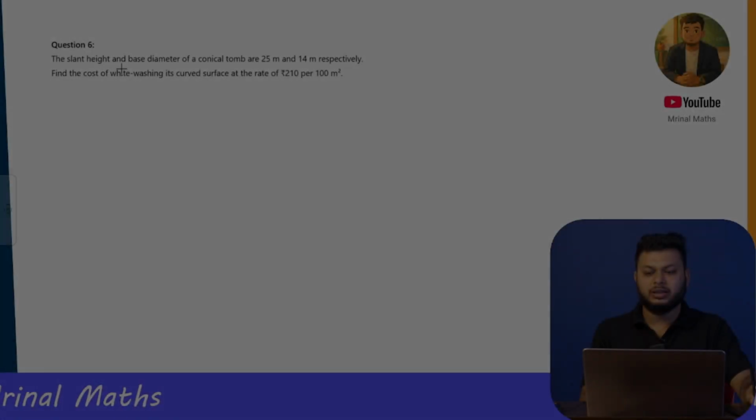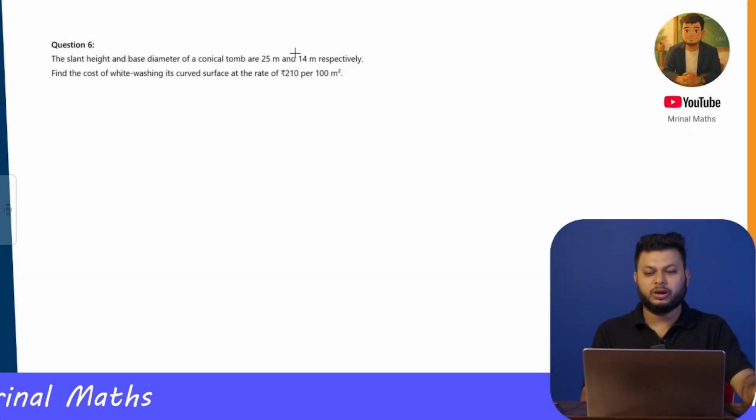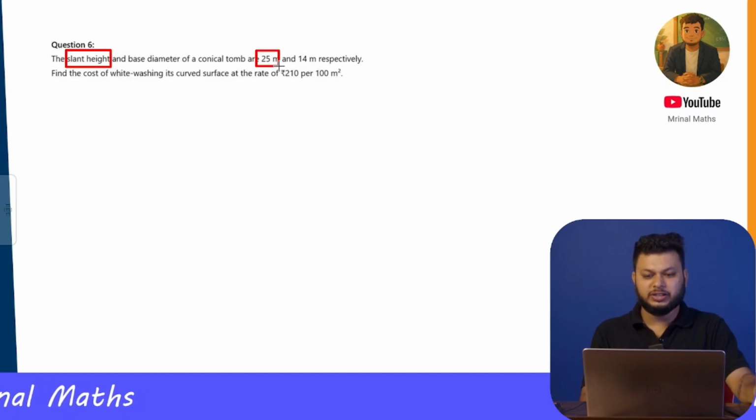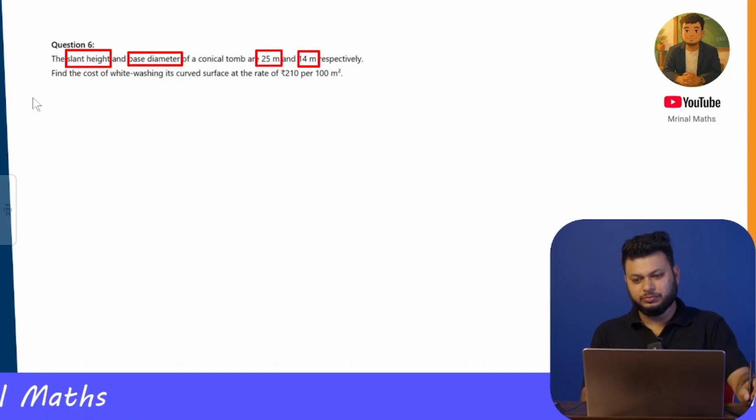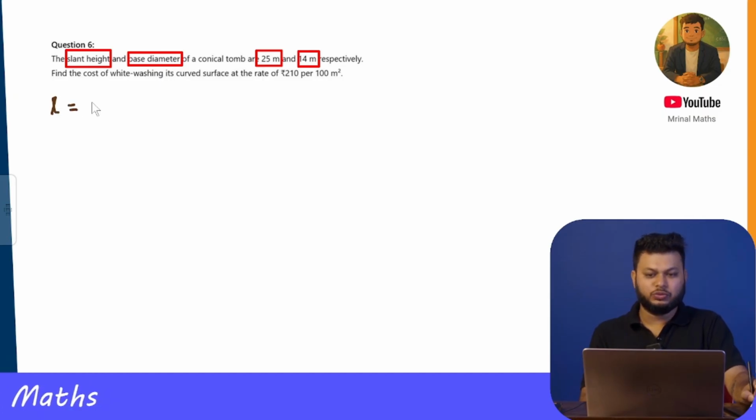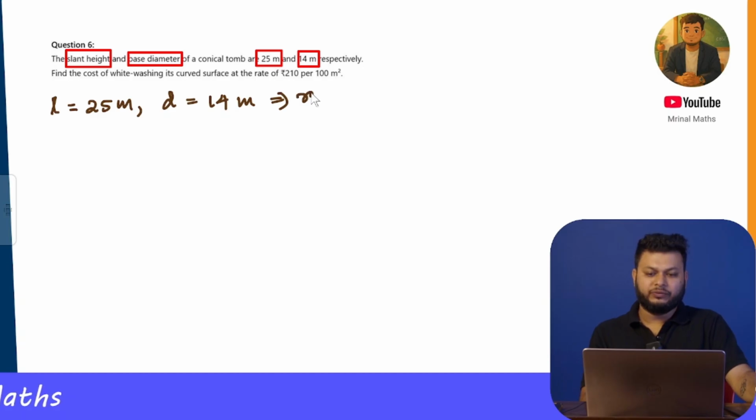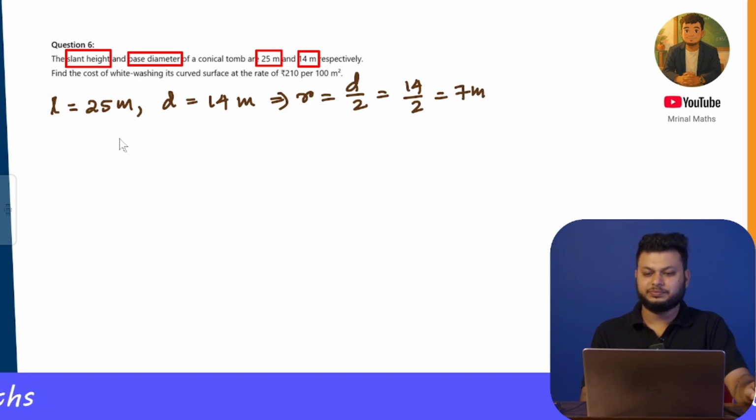The slant height and the base diameter of the conical tomb are given. So the slant height is 25 meter and the diameter is given as 14 meter. So extracting this value, L equal to 25 meter, whereas the base diameter D is 14 meter. Finding the radius, diameter by 2, which is 14 by 2, it's 7 meter.